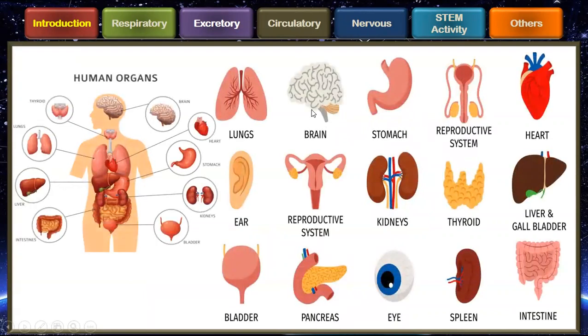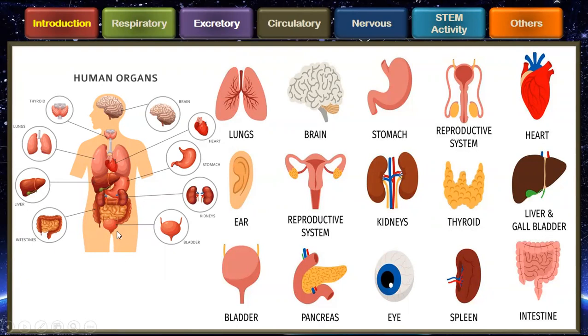Let's review also the following words we've used before. Here are some of the words that we've learned before. They are lungs, which can be found here, brain, stomach, reproductive system. This is the reproductive system of a male. Heart, ear, and the reproductive system of a female. Kidneys, thyroid, liver, and gallbladder. This is the gallbladder, the green one.